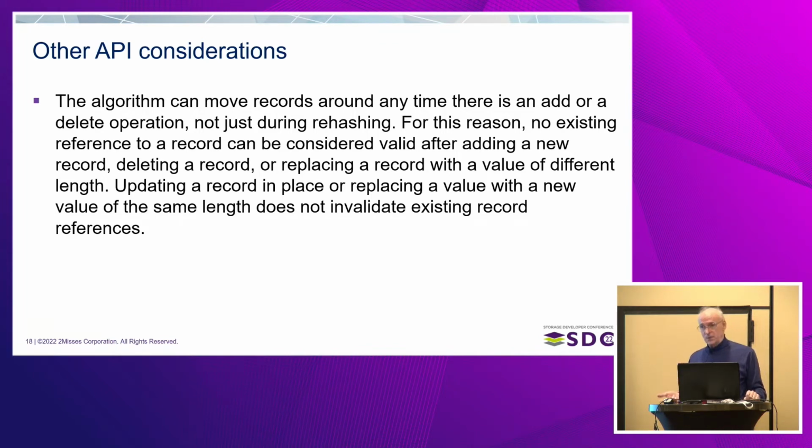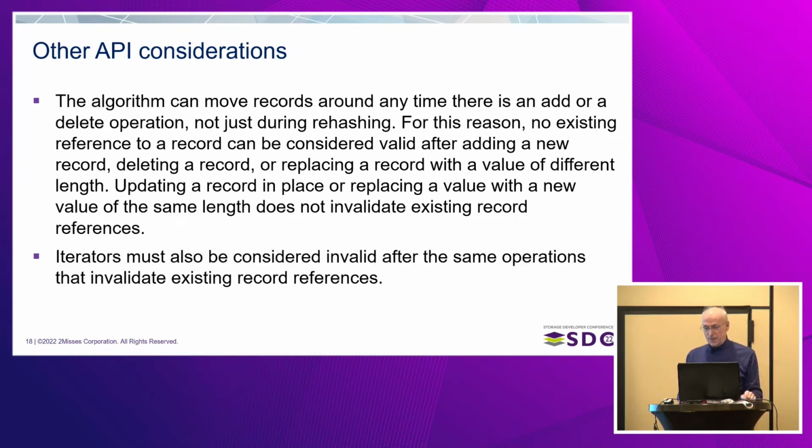Updating in place doesn't move it. Replacing a value with a new value of the same length does not invalidate it, because it writes on top again, just as the update does. It has a special case for that. And iterators, for the same reason, must be considered invalid after those same operations, because the things can move around.